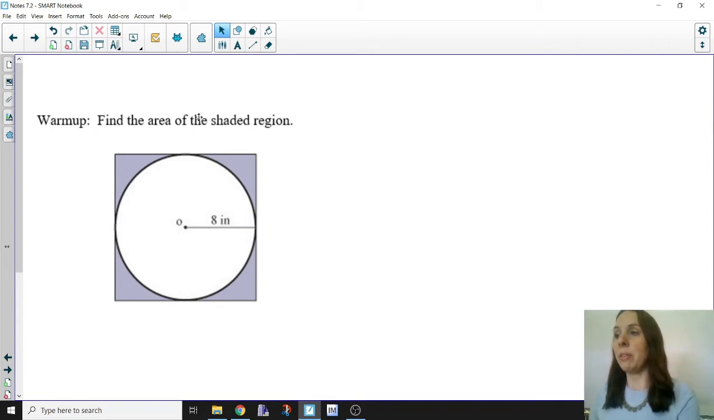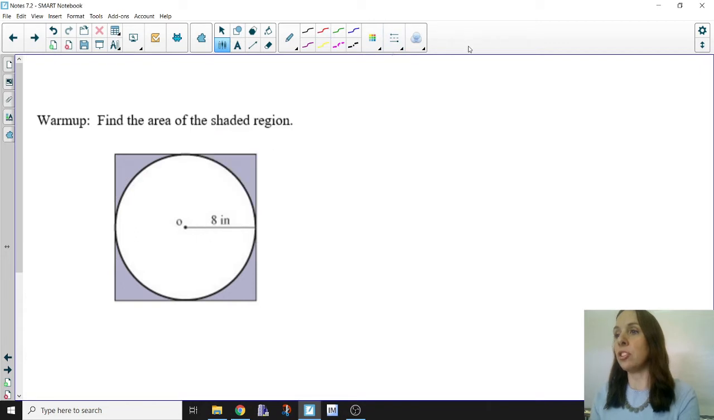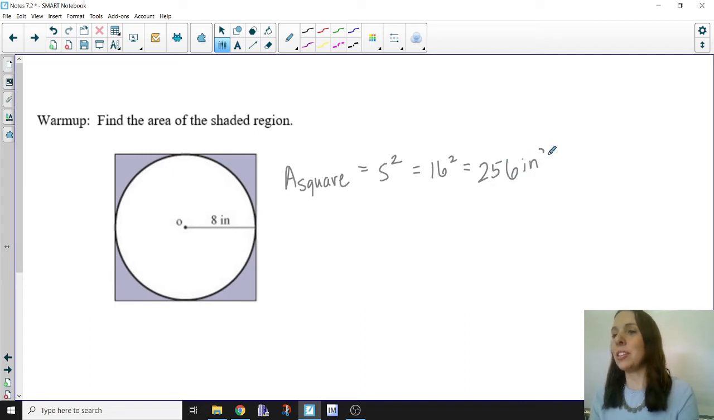Okay, so you may remember a problem like this from geometry, right? What you can do to find the area of the shaded region is find the area of the square, which is side squared. And so in this case, that would be 16 squared, which is what, like 256? Yeah, I was right. I didn't look at my notes, I swear. I looked after. Okay, square inches.